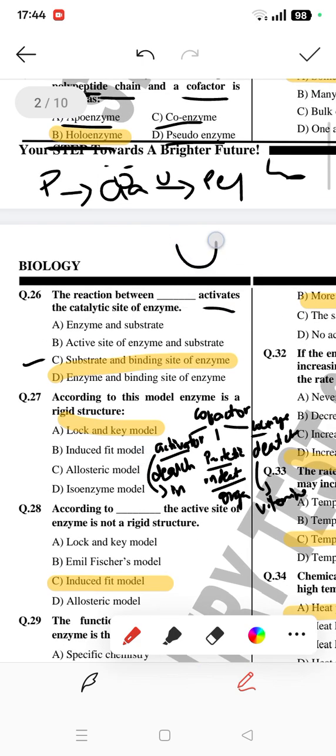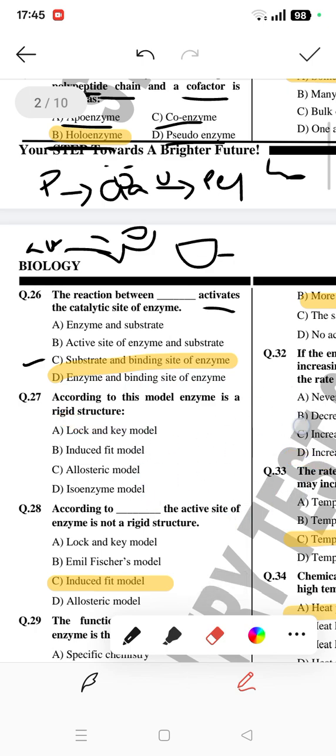If you see an enzyme like this, it is simply a shape. The site where any substrate gets attached is called the active site. So for the substrate which gets attached, suppose we do an experiment, here we have a substrate and the binding site of the active site.